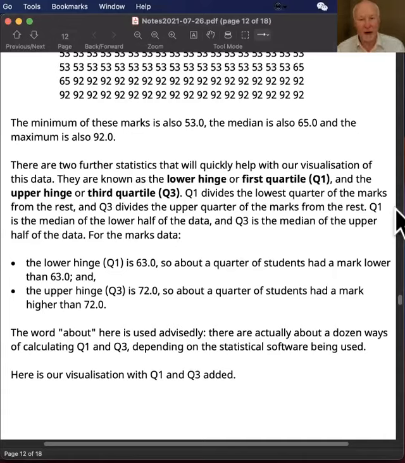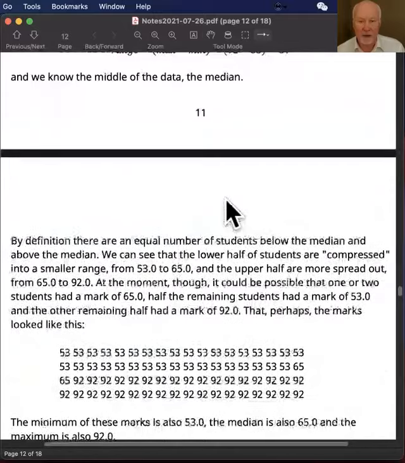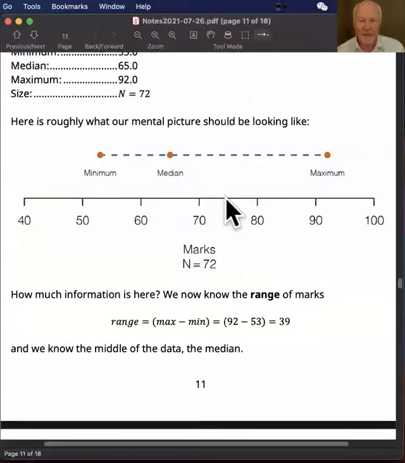Now, Q1 divides the lower quarter of the data, of the marks, from the rest, and Q3 divides the upper quarter of the marks from the rest. So if we look at our little visualization up here, what we are going to expect is that Q1 is going to be somewhere in that section and Q3 is going to be somewhere in there. Okay, so the upper quarter will be on that side and the lower quarter will be on the left there.